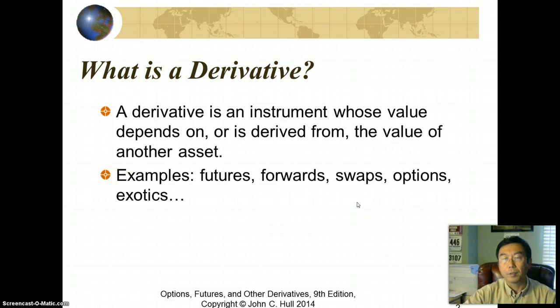In life, there are so many things that depend on other things. So we are swimming in the ocean of derivatives. In the financial field, we get a lot of fancy things that are examples of derivatives: the futures, forwards, swaps, options, exotics, and the list goes on.